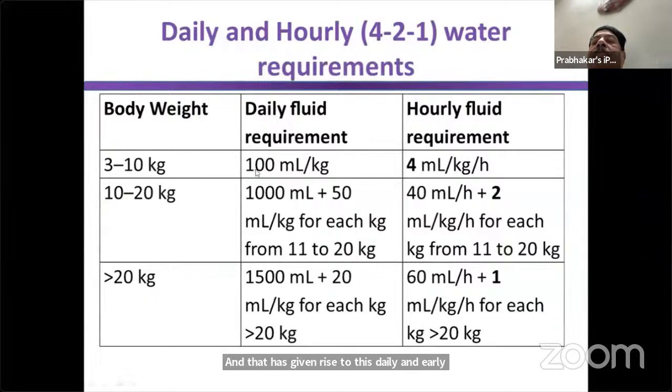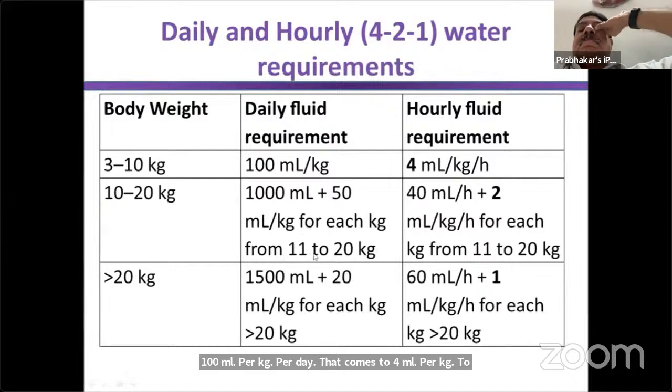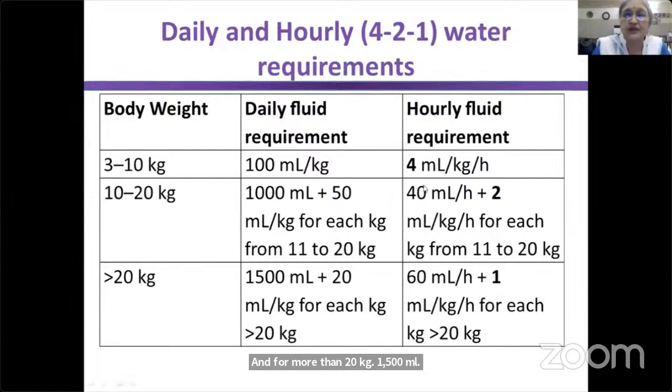So for 3 to 10 kg, 100 ml per kg per day, that comes to 4 ml per kg per hour. In 10 to 20 kg, 1000 ml plus 50 ml per kg for each kg from 11 to 20 kg. And for more than 20 kg, 1500 ml plus 20 ml per kg for each kg more than 20 kg. So this gives rise to what is commonly known as 4 ml per kg per hour.